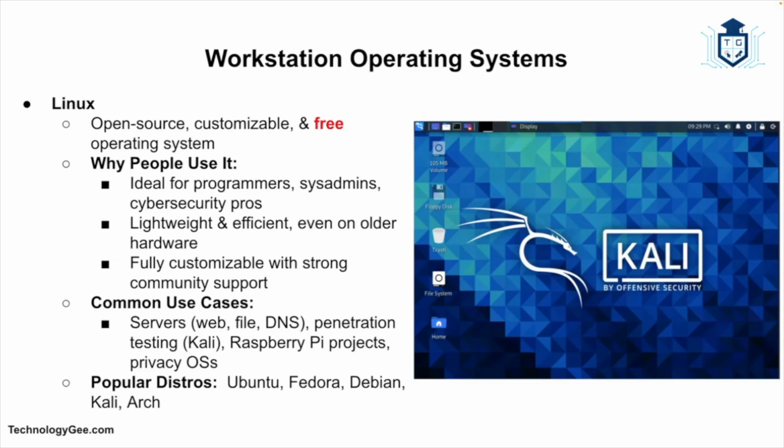And the common use cases are, you can find it being used in servers like web servers, file servers, DNS servers, you name it. It's used in penetration testing. Think of Kali Linux, which is what you're looking at on your screen right here. You can find it in Raspberry Pi projects. And it also offers privacy-focused desktops. And some of the most popular Linux distributions are Ubuntu, Fedora, Debian, Kali, and Arch.